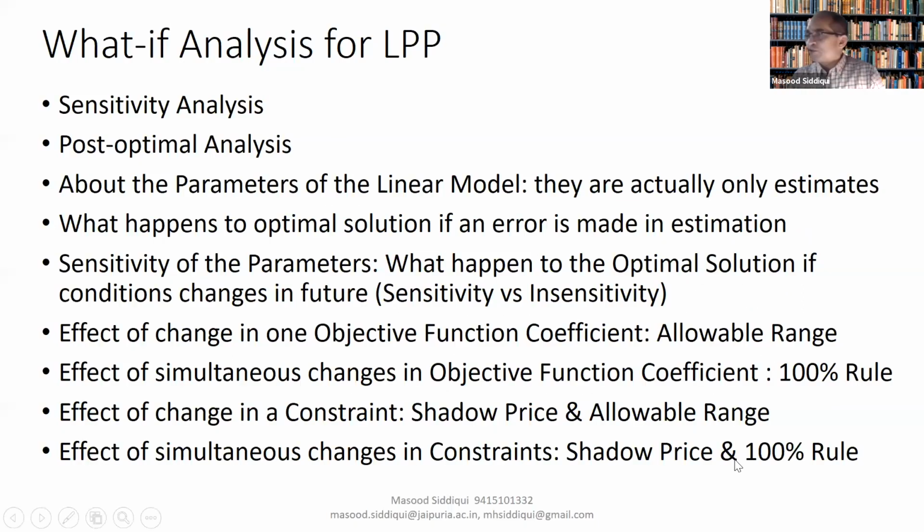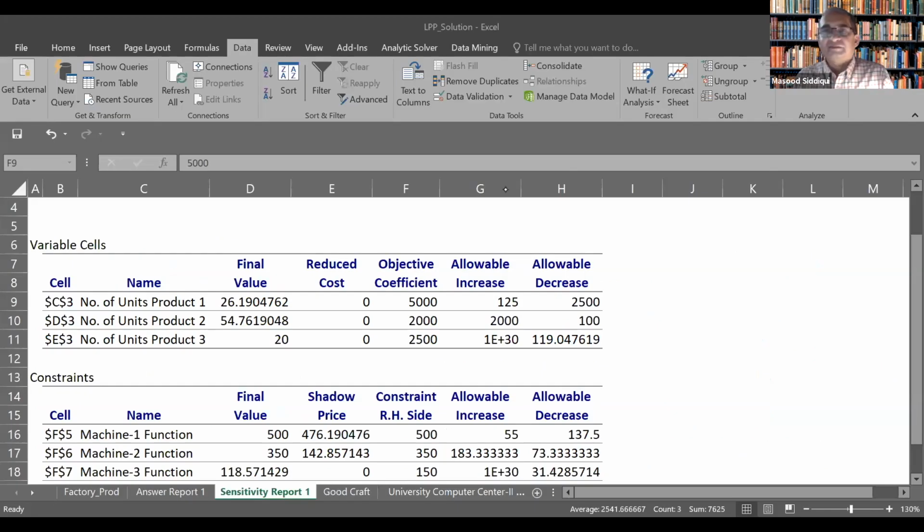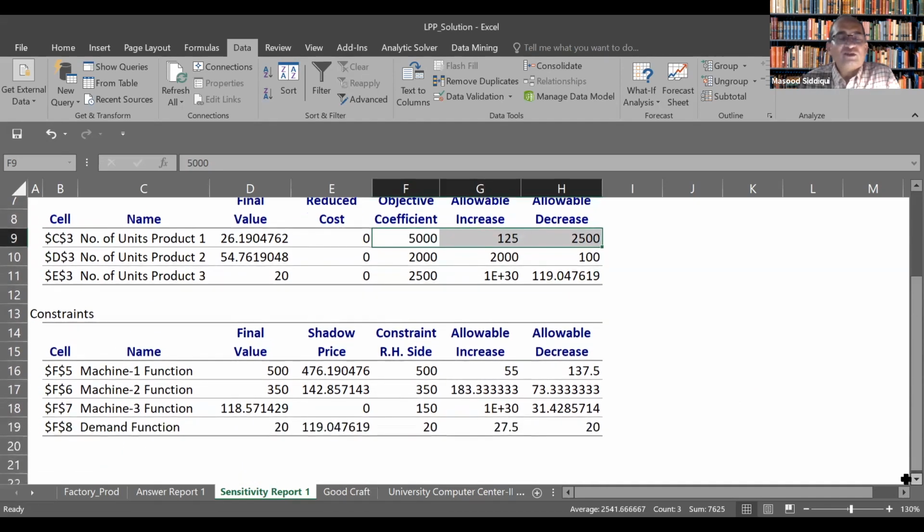So we have discussed these 2 points, right? We have discussed the changes in the objective function. Now we will discuss these 2 points, right? And here we have a concept of the shadow price and the 100% rule also. So I am showing you our solution. Here, when we consider the sensitivity report, we have shadow price also, right?